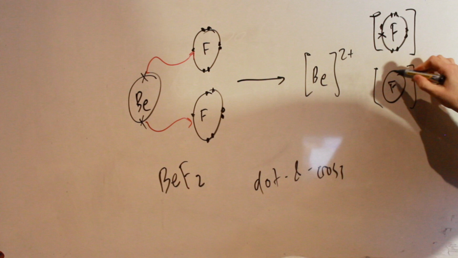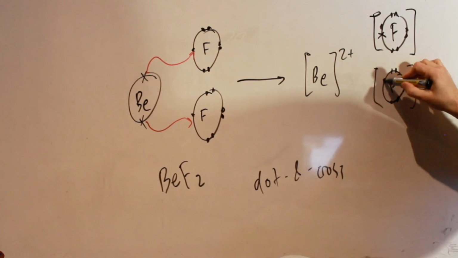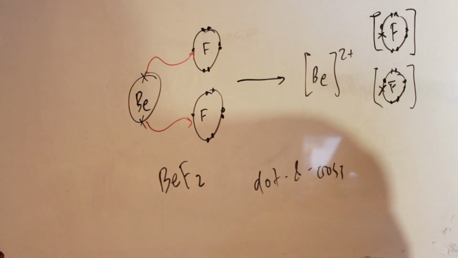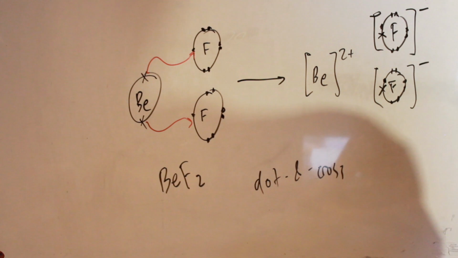And then we're going to have the other F, with its 7 original electrons, and then the 1 electron that it's gained. It's gained 1 electron in both these cases, so it now has 1 extra electron than protons, so it has a negative charge in both cases.